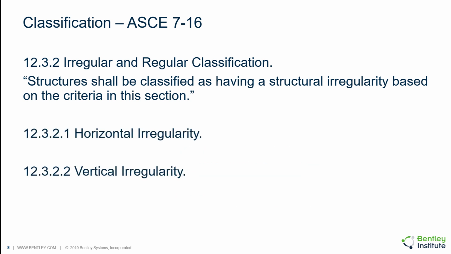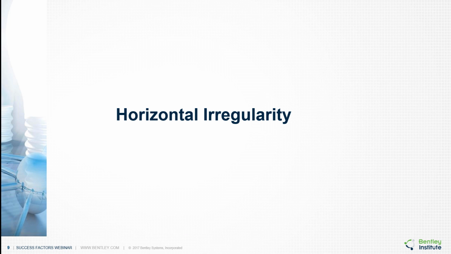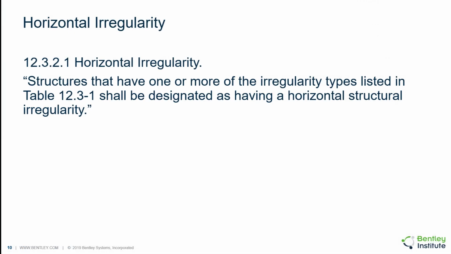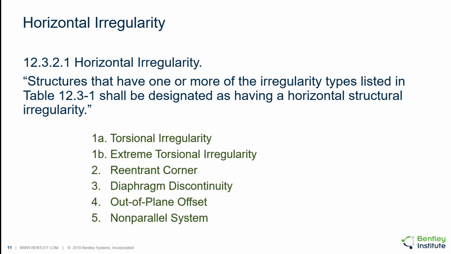Section 12.3.2 identifies two classes of irregularities, horizontal and vertical. We will begin with horizontal irregularities. This section refers us to Table 12.3-1 for a list of types of horizontal irregularities. They are torsional irregularity, extreme torsional irregularity, reentrant corner, diaphragm discontinuity, out-of-plane offset, and non-parallel system.